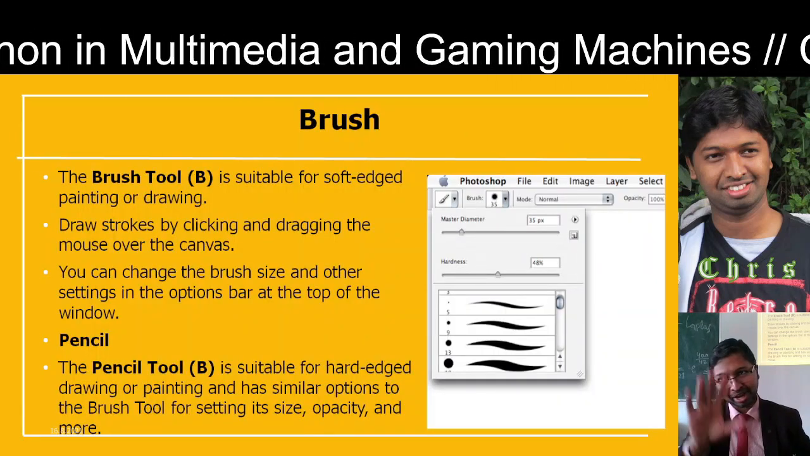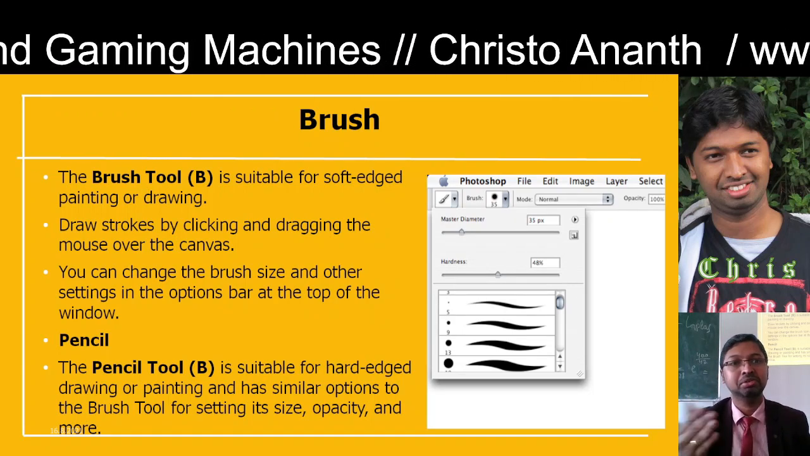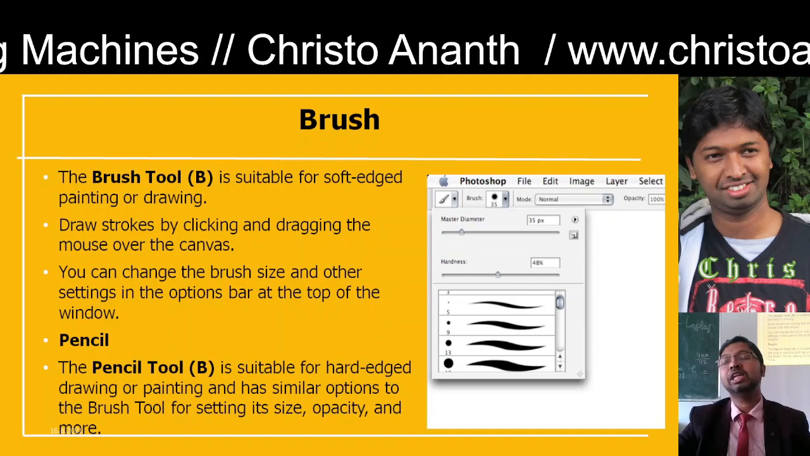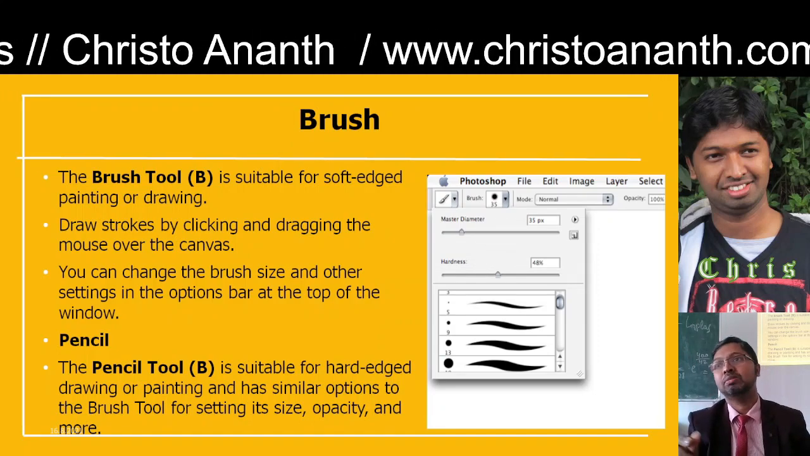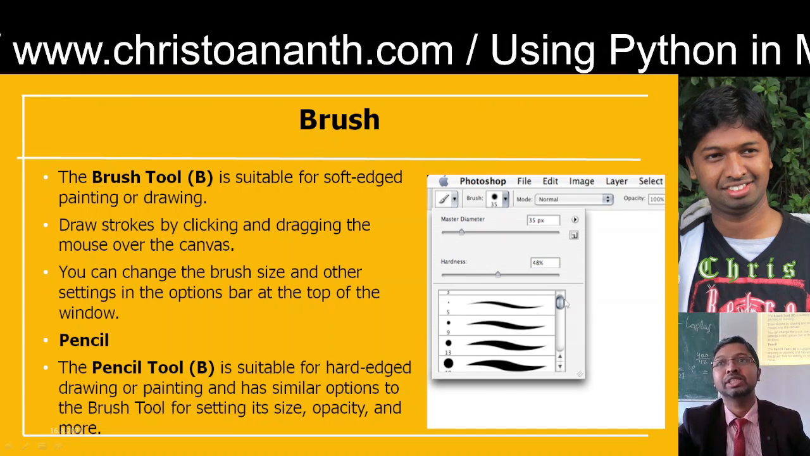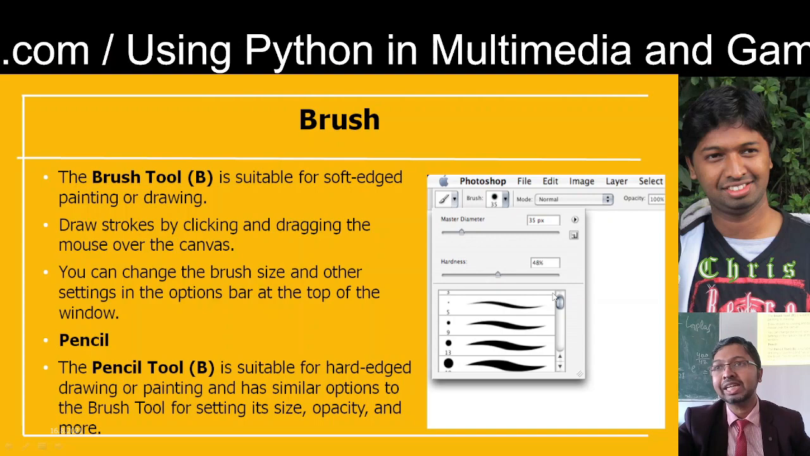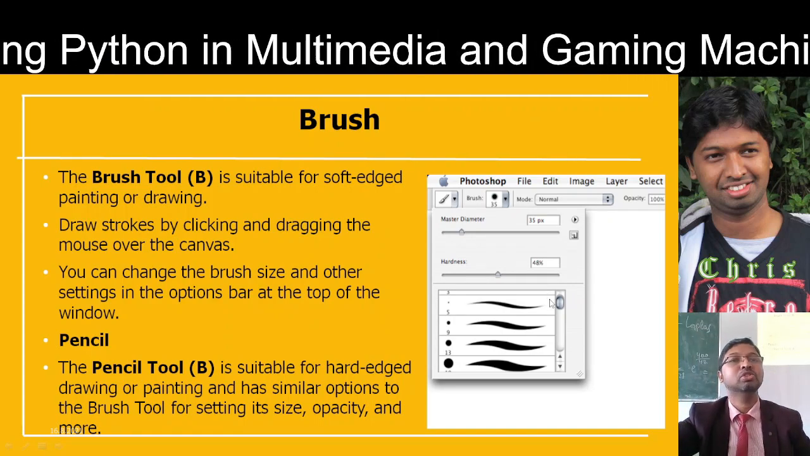Okay, so we'll try to identify the color rules. Okay, where you try to utilize the brush, especially for soft edge painting or maybe drawing. Okay, so this is the Photoshop. Okay, like we'll have the brush features. Okay, so it is going to draw strokes by clicking and then dragging the mouse over the canvas.